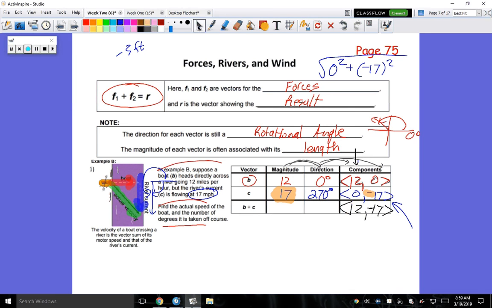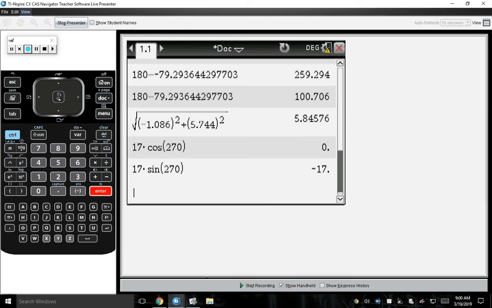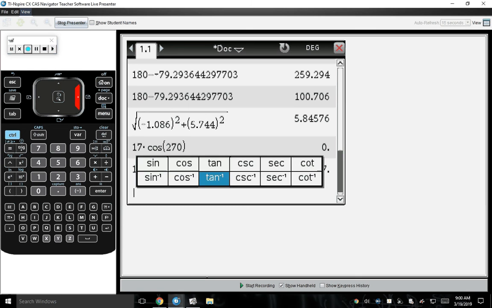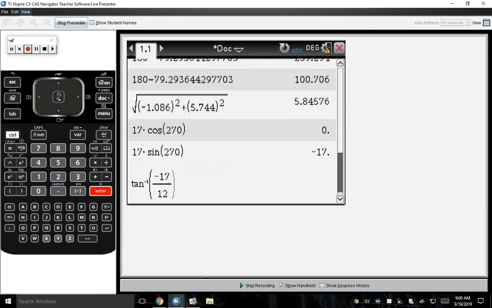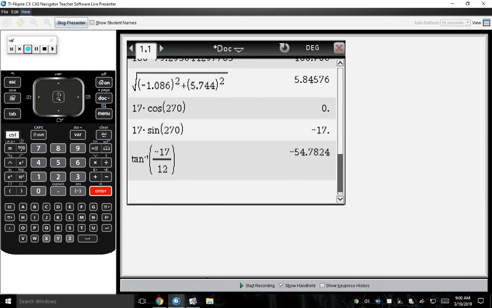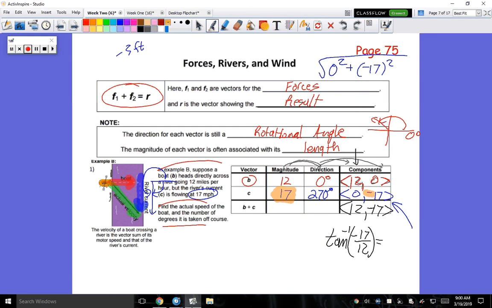So from here, I can get the magnitude and direction that the boat is traveling simply by looking at the arctangent of negative 17 over 12. Let's see what we get for that, because, sorry, that's going to be the arctangent, not the tangent. Okay, so the arctangent of negative 17 over 12. So we get a negative 54.782. But again, I want you to look at this as a positive. So let's say this is 54.782 as a positive. But that's not what we're going to write here.